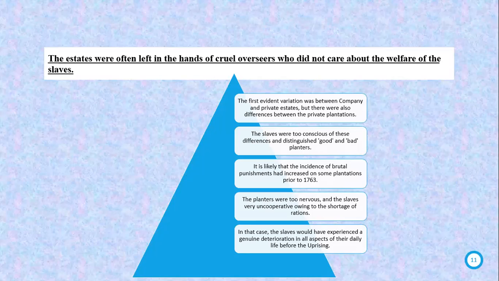The slaves were too conscious of these differences and distinguished good and bad planters. It is likely that the incidence of brutal punishment would increase on some plantations prior to 1763. And so the planters were too nervous and the slaves were very uncooperative because they were facing a shortage of rations. And in that case, the slaves would have experienced a genuine deterioration in all aspects of their daily lives before the uprising.